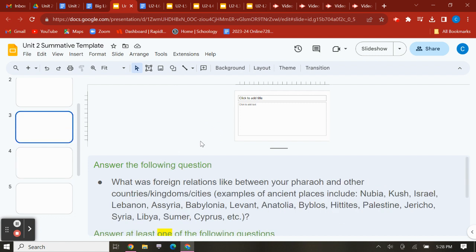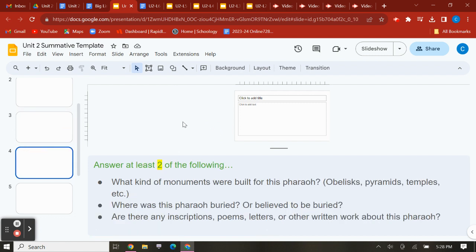All right, so for slide number 4, you're going to answer 2 of the following questions. So what kind of monuments were built for this pharaoh? Were there obelisks? Were there pyramids, temples, anything of the sort? Where was this pharaoh buried or believed to be buried? Are there any inscriptions, poems, letters, or other written work about this pharaoh?